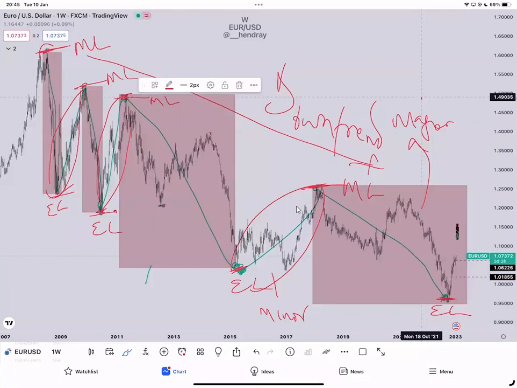Okay, so that is majorly everything about the characteristics of structure. So let me check the next.